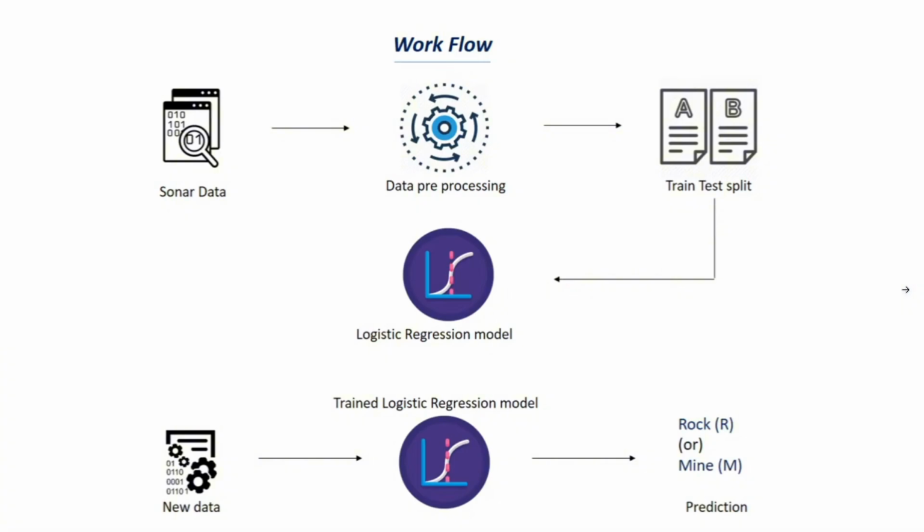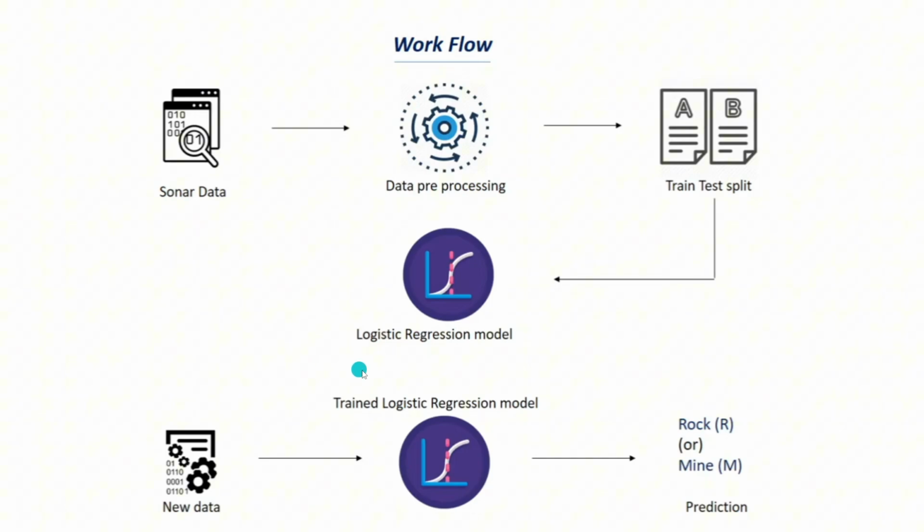So guys, this is the workflow. First of all, we'll be getting the sonar data. Then we have to do some data preprocessing. After that, we'll be performing the train test split operation. Then we'll be training a logistic regression model. You can use any kind of model here. It's a classification problem statement, so you have to predict whether it's a mine or a rock. Logistic regression is a classification algorithm, but you can use any classification algorithm here.